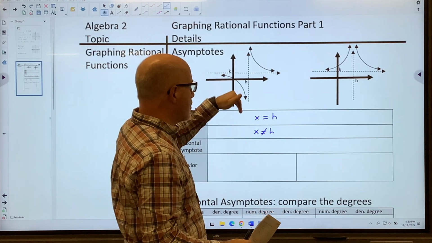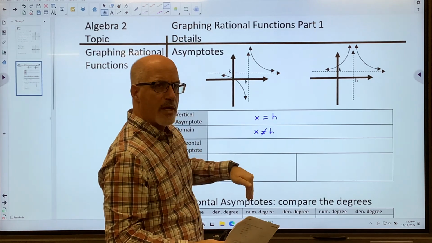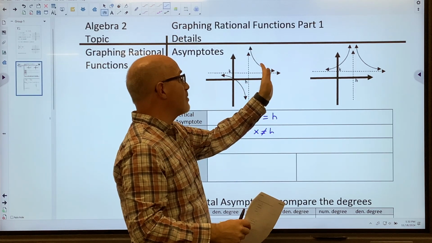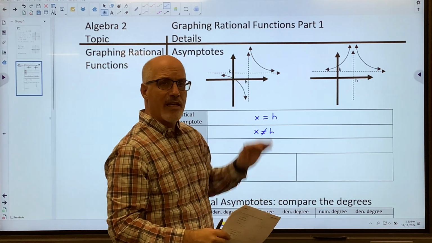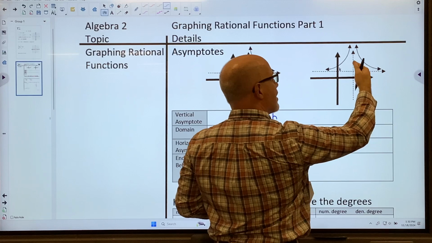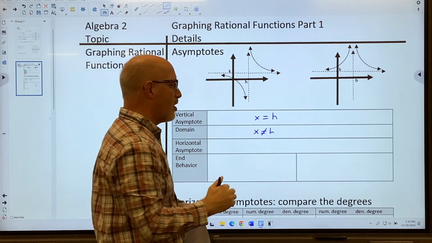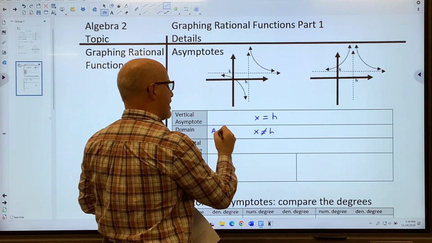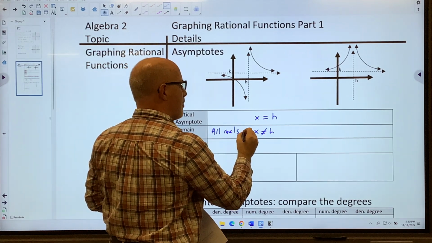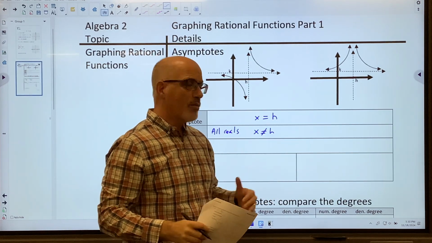It gets close to it. Notice that this graph is going to hug it closer and closer as we go toward h. We're going to go down to negative infinity. This one's also going to hug it on this side of the asymptote. Same thing with this. They both are coming close and hugging x equals h. That means that the domain is all reals except x cannot equal h.